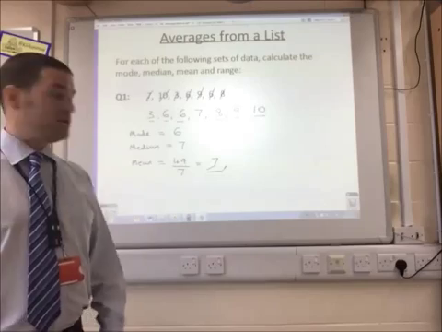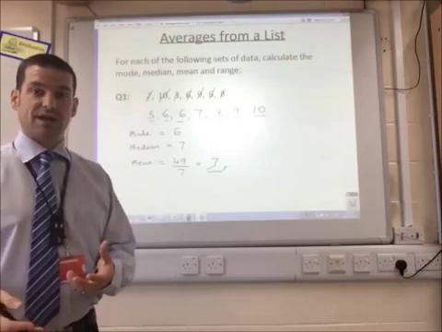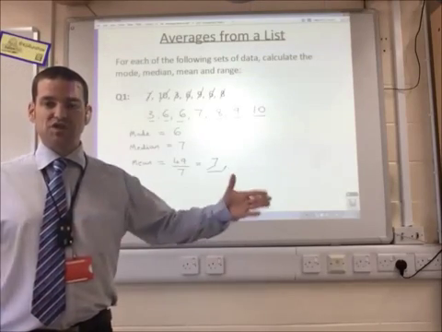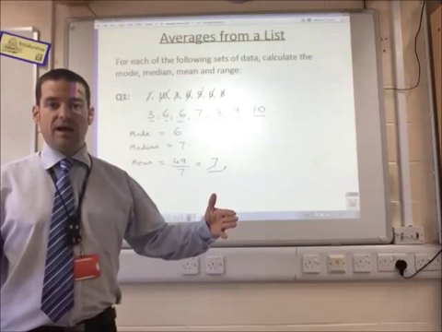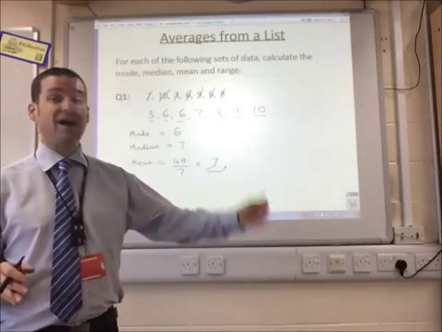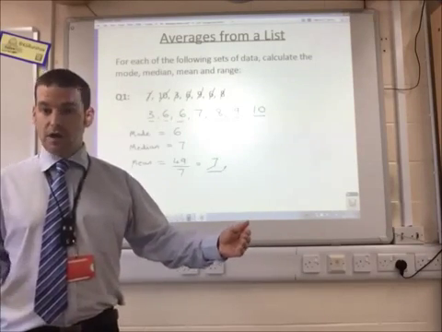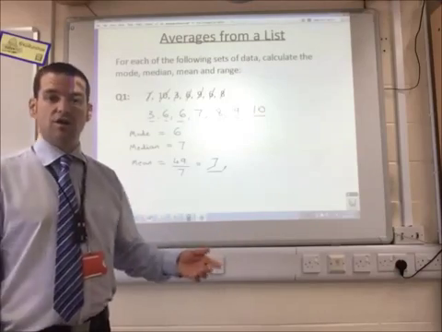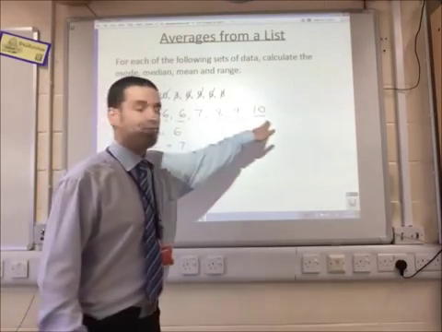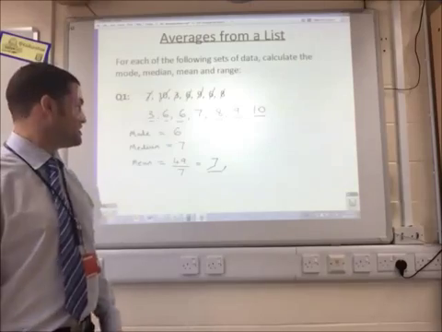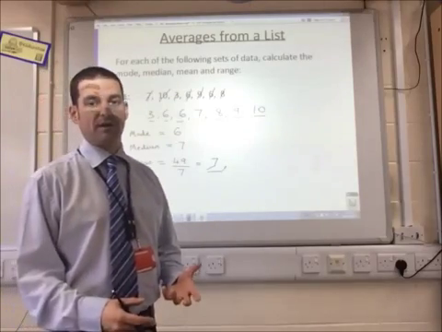Okay, finally the range. The range is probably the simplest one to calculate. The range tells us about the spread of the data. So to calculate the range, we look at the highest value and we look at the lowest value, and then we just subtract them. Notice again, it's very important here that I've put the list into the correct order before I start thinking about this.